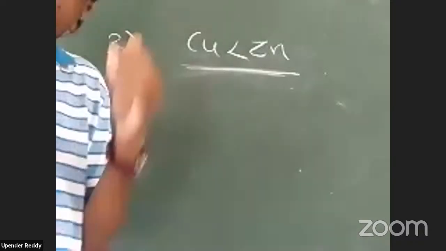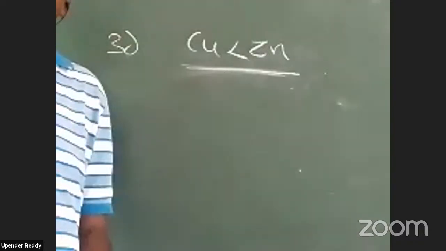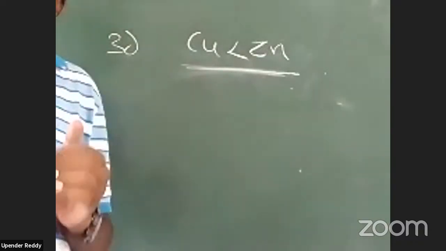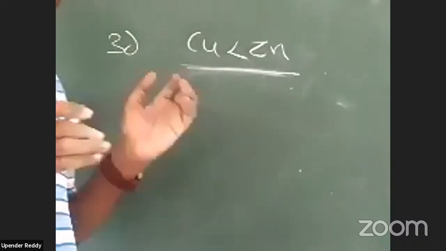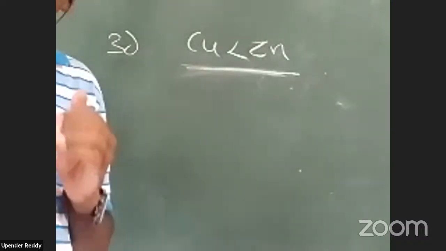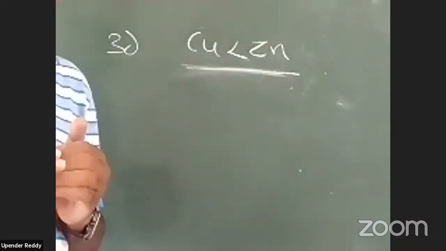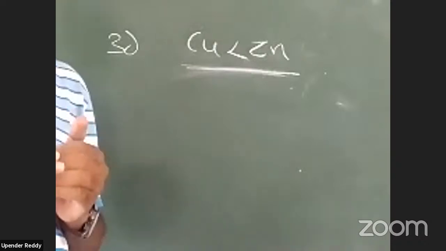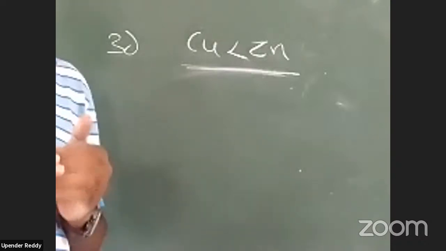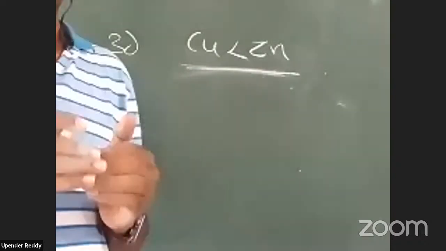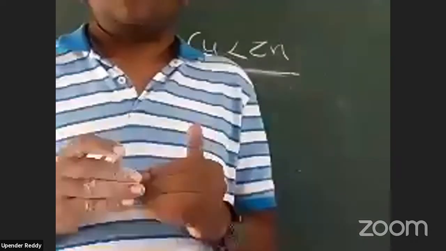But what actually happens is that copper has a smaller size than zinc. It is not due to the exceptional configuration. I am going to explain in detail now why copper has a smaller size than zinc.